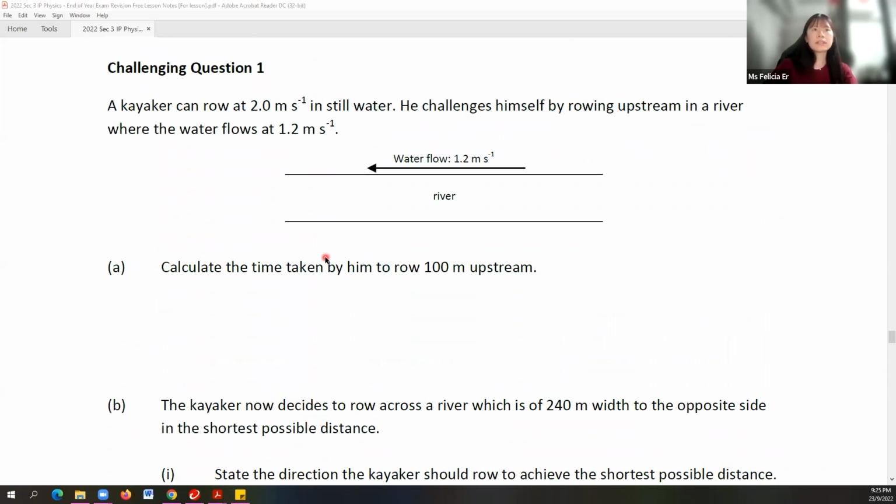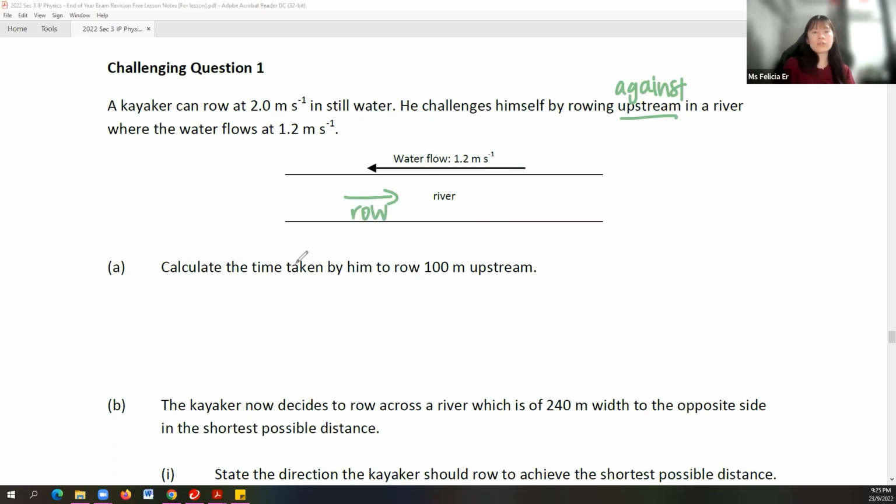Okay, so over here there is a question which is a little bit difficult. So let's go through it. They said that a kayaker can row at 2 meters per second in still water. He challenges himself by rowing upstream in a river where the water flows at 1.2 meters per second. So they show you the water flows this way. Then he rows upstream, but that means he's rowing against the river flow. Upstream means you are rowing against the river flow. So that means the person is rowing this way.